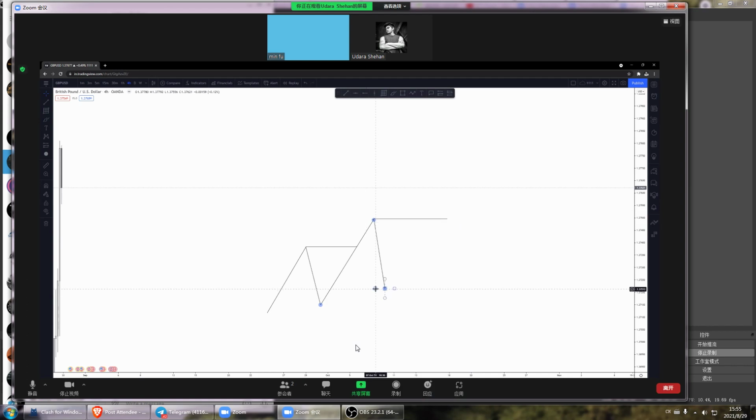Now let's say it did not break structure to the downside, even though it took out liquidity. See, it's still going. No structure has been broken yet. So we cannot say from this low to this high is the trading range. We have to wait until the lower time frame breaks structure.